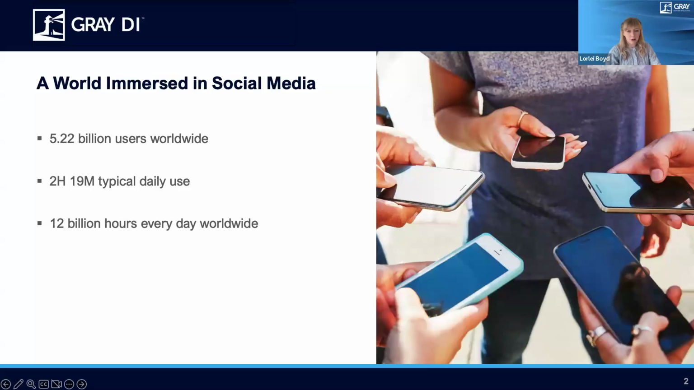Our world is immersed in social media. Social media is ubiquitous and an increasingly important part of our everyday lives. Over 5.2 billion people worldwide use social media. A typical user spends about 2 hours and 19 minutes on social media every day. And in total, the world spends about 12 billion hours a day on social media. The most popular platforms include Facebook, YouTube, WhatsApp, Instagram, and WeChat. This widespread use generates massive amounts of data and influences behavior in ways we're still only beginning to understand.